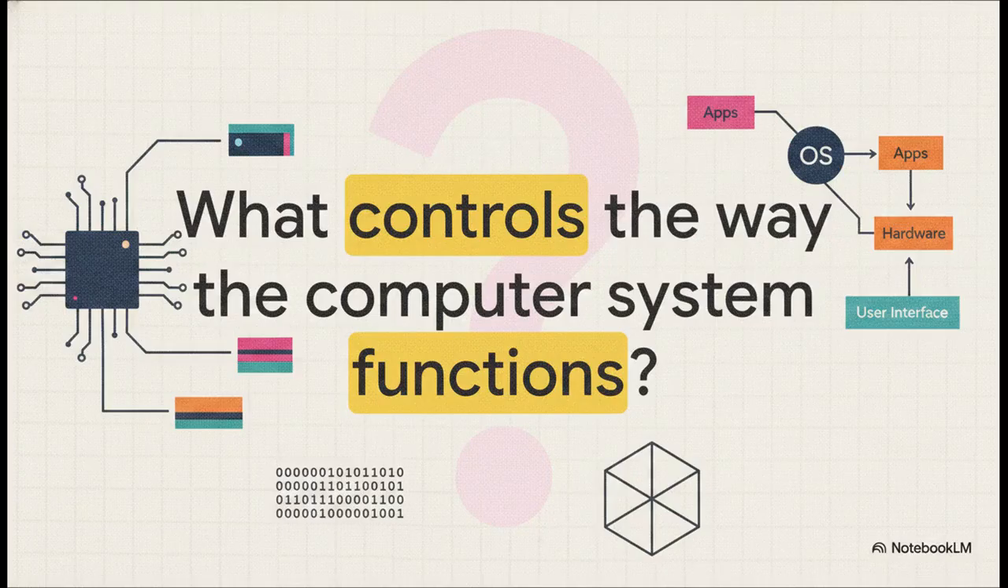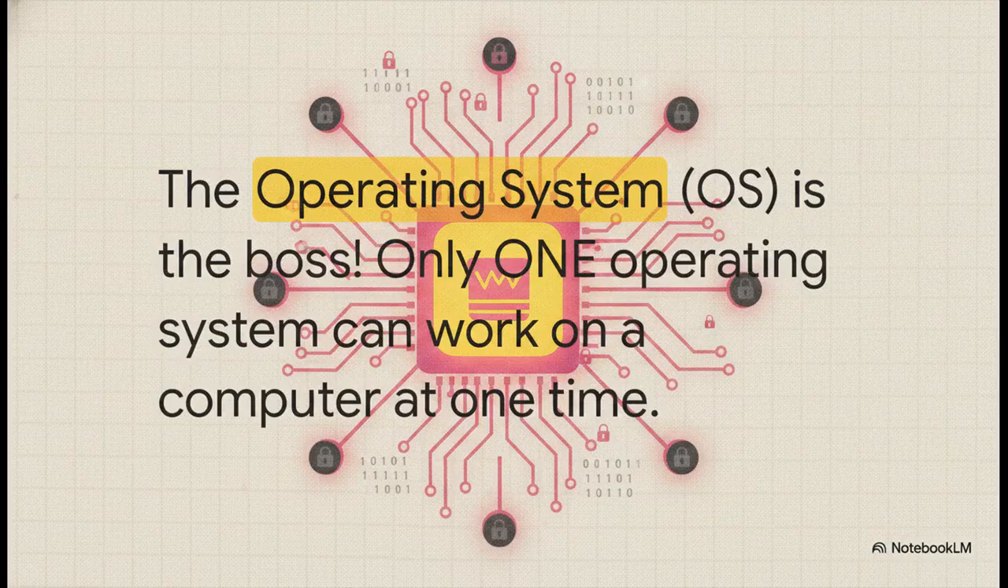Let's throw another question your way to test your overarching knowledge. What is the main software that acts as the absolute boss of the computer? It's the operating system, or OS. But here is the major trick question they love to use to trip people up. While you might have multiple operating systems installed on a hard drive, only one operating system can actively run the computer at any given time. Don't let them fool you on that.